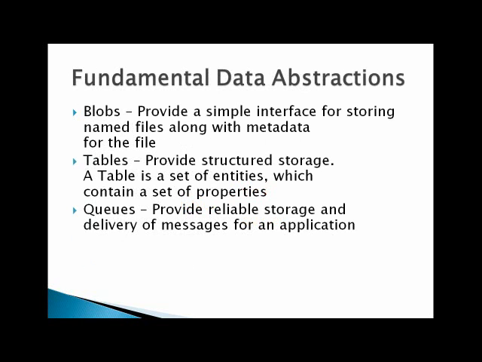Here's a little explanation on each of the different types. So blobs provide a simple interface for storing named files along with metadata. So this means that I can have containers, and inside those containers I have entities. Those entities in the case of blobs are binary large objects. Tables provide structured storage. So a table is a set of entities which contain a set of properties, and queues provide reliable storage and delivery of messages for an application.